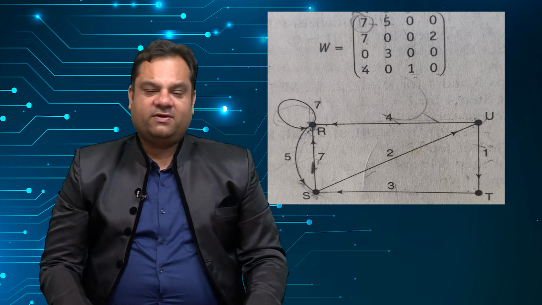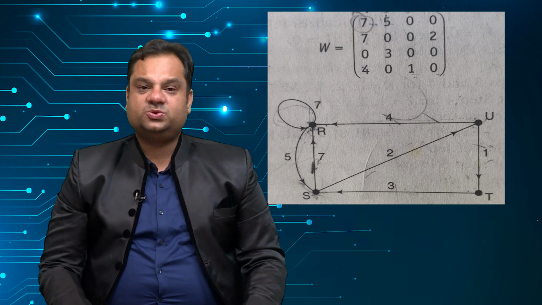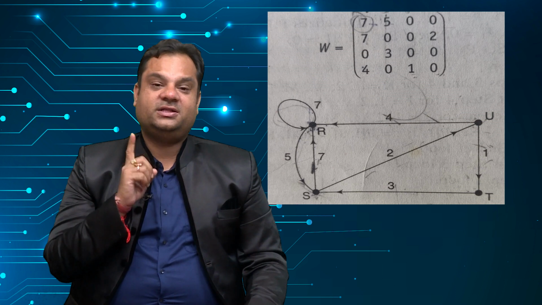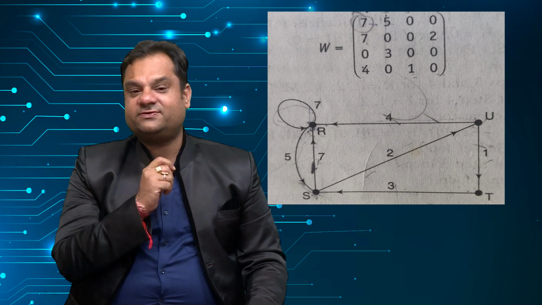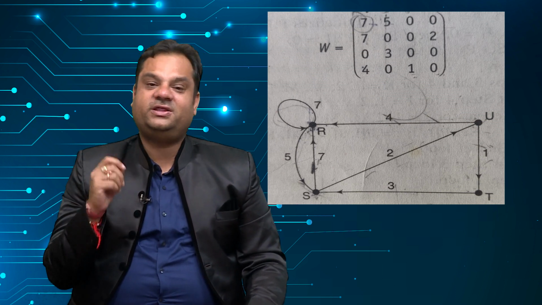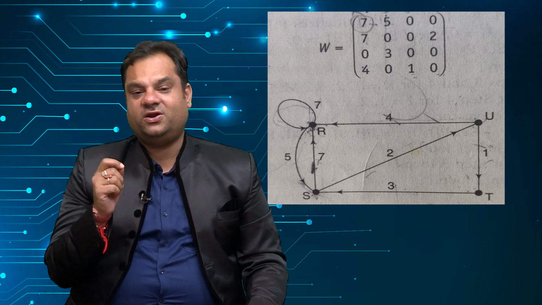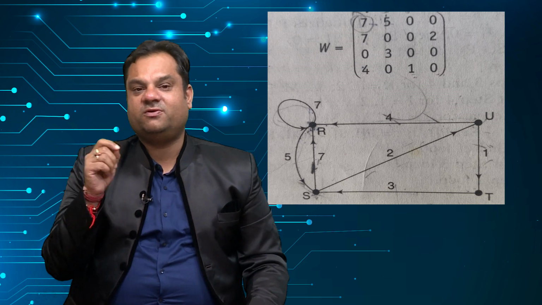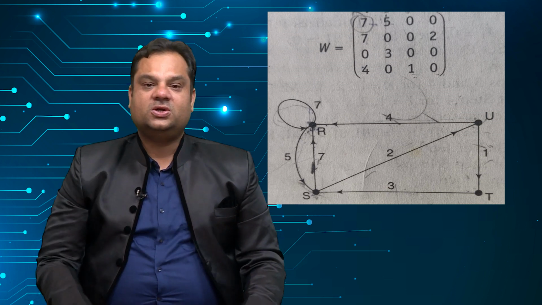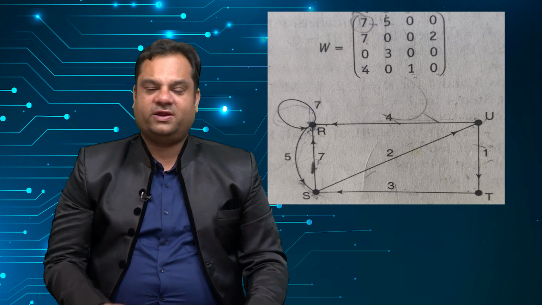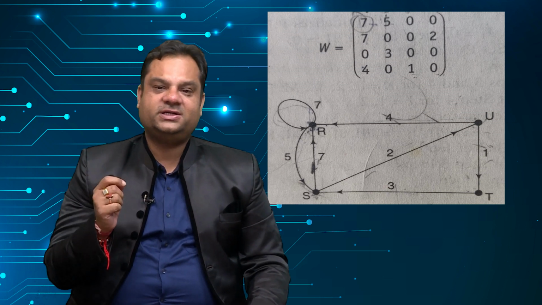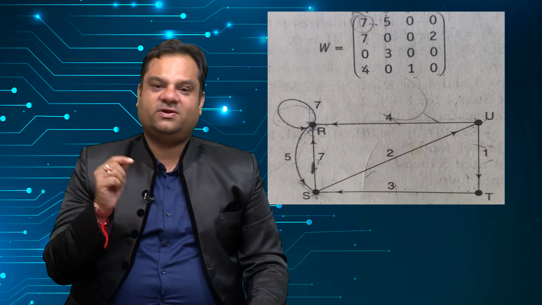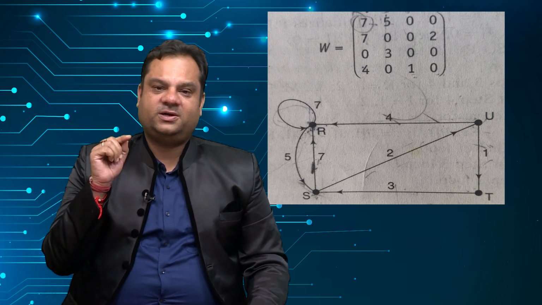Now, again, do we have a direct edge from S to T? We have an edge, but it is a directed edge, and the edge is towards the S vertex, not to T. That's why we can't take the value 3. Here we have no direct edge from S to T, that's why I put the value as 0. Now talking about S to U. Do we have a direct edge? Yes, we have a direct edge, and it is towards the U vertex. That's why we take the value, and the weight of that particular edge is 2.